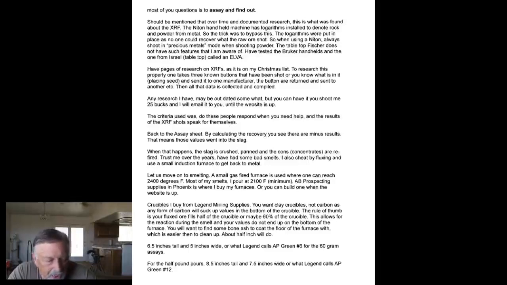So on we go. I have pages of research on XRFs, as it is on my Christmas list. To research this properly, one takes 3 known buttons that have been shot, or you know what is in it by putting seed in it, and sends it to one manufacturer. The buttons are returned and sent to another, etc. Then all the data is collected, compiled and compared.